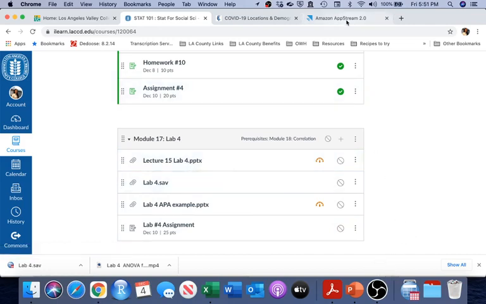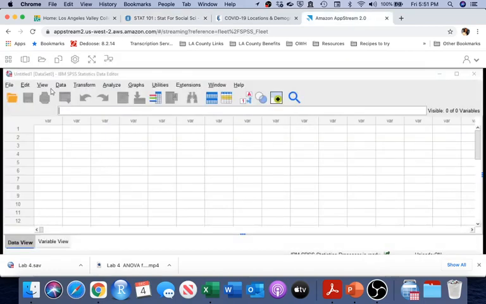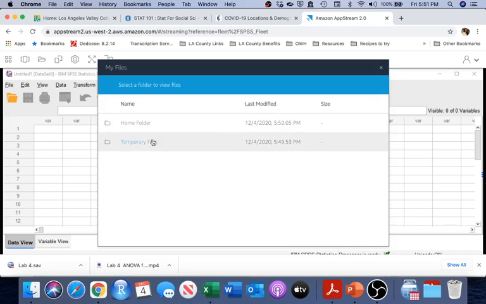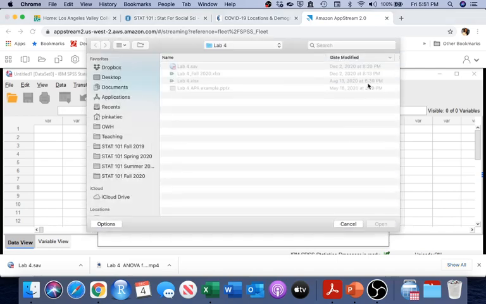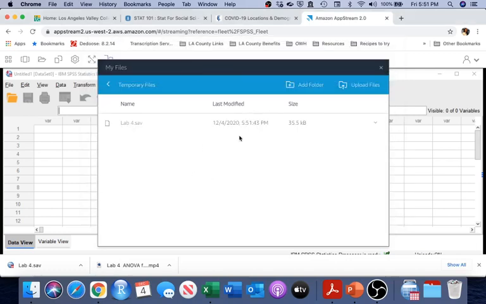Okay, so I think it's done. So what I usually do is, okay, I believe what I did was I pressed on the file thing and then temporary folders, temporary files, upload files, and I go to where I saved the lab. So after you download from Canvas, go to where you saved it and then open up that lab, okay? And so then mine uploaded fine.